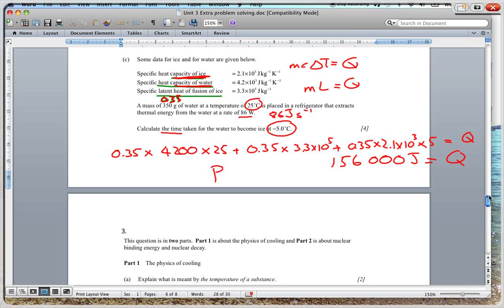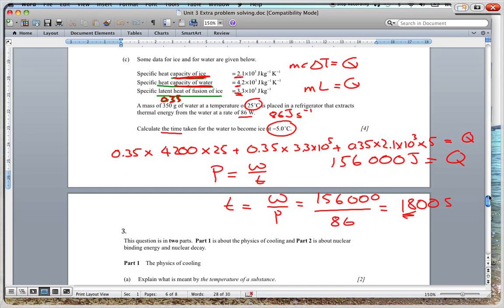Now, power is equal to work over time, or energy over time. So time is equal to work or energy over power. So we're going to get 156,000 divided by your 86, and you get about 1,800 seconds. Everything is given in two significant figures, you see, so your answer must also be in two significant figures. Okay, hope that is clear. Thanks very much.